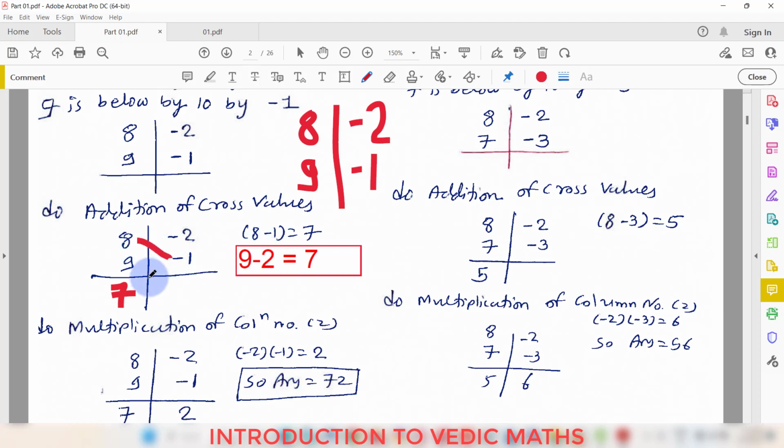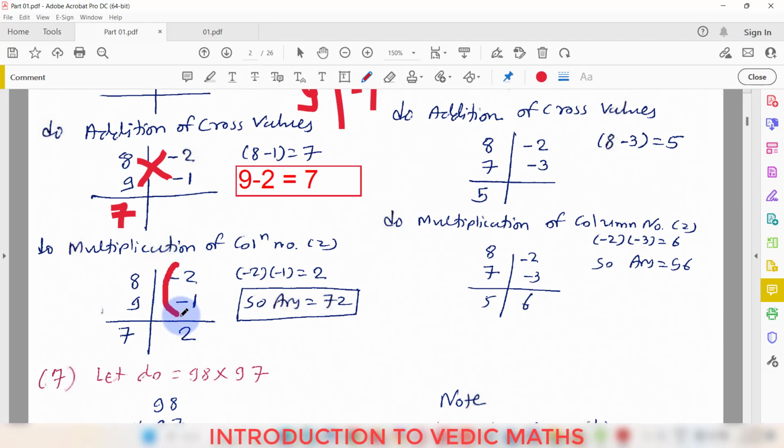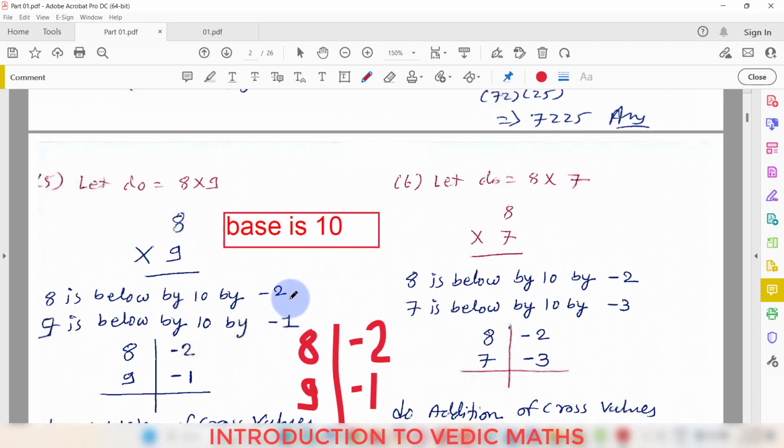Either this cross or that cross, addition or subtraction. And you have to do the multiplication of column number 2. Minus 2 times minus 1, that is 2. So my answer will be 72. Right. So we will do one more example so that it will be clear, and you can practice all these numbers by yourself as well.